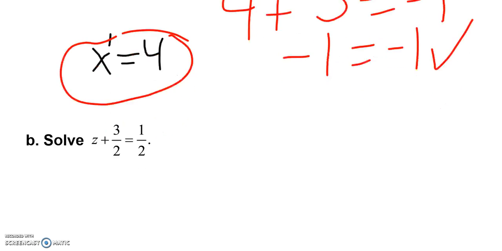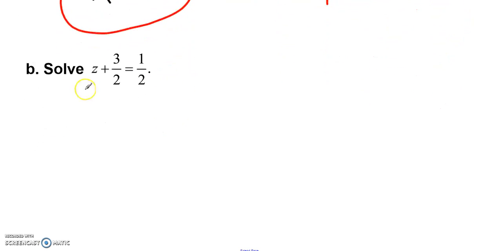Not too bad. Okay, here, how do I get rid of this 3/2? Because I want z to be all by itself on one side of the equation. This is addition, so I have to do the opposite. So I have to subtract 3/2 to get 0 right there. And then what I did on this side, I'm going to have to do on the other side.